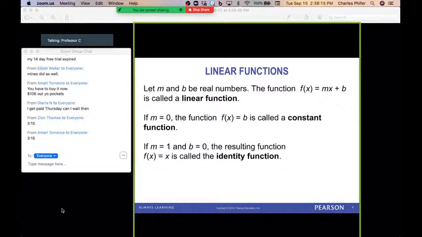So we have: let m and b be real numbers. Then this function f of x equals mx plus b is called a linear function. This is similar to y equals mx plus b, right? If m equals 0, if our slope is 0, then we're going to have f of x equals b. This is going to be a constant function.